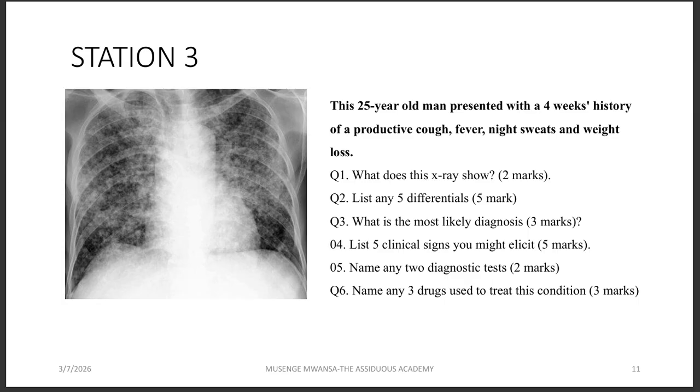Okay, that one will be an important investigation, not really for diagnosis. And you can do a Mantoux skin test. Okay, and then for the GeneXpert, what specimen do you get for GeneXpert?